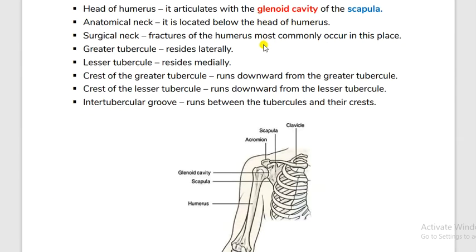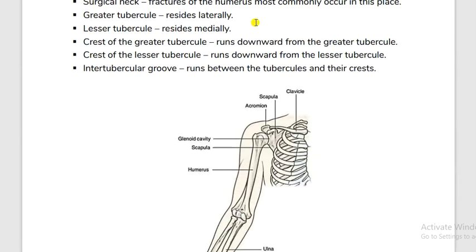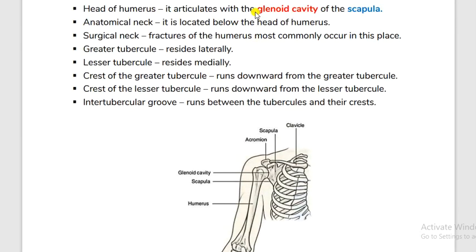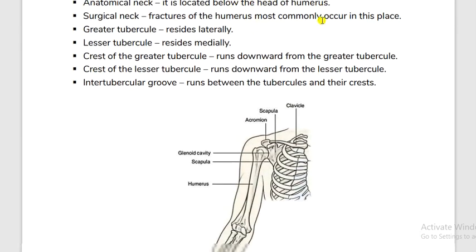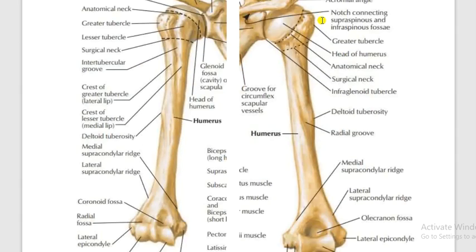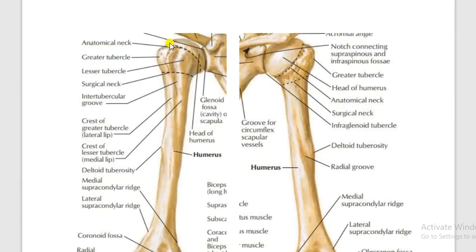There is the anatomical neck. It is located below the head of the humerus. This is the anatomical neck here. The anatomical neck is located below the head of the humerus.